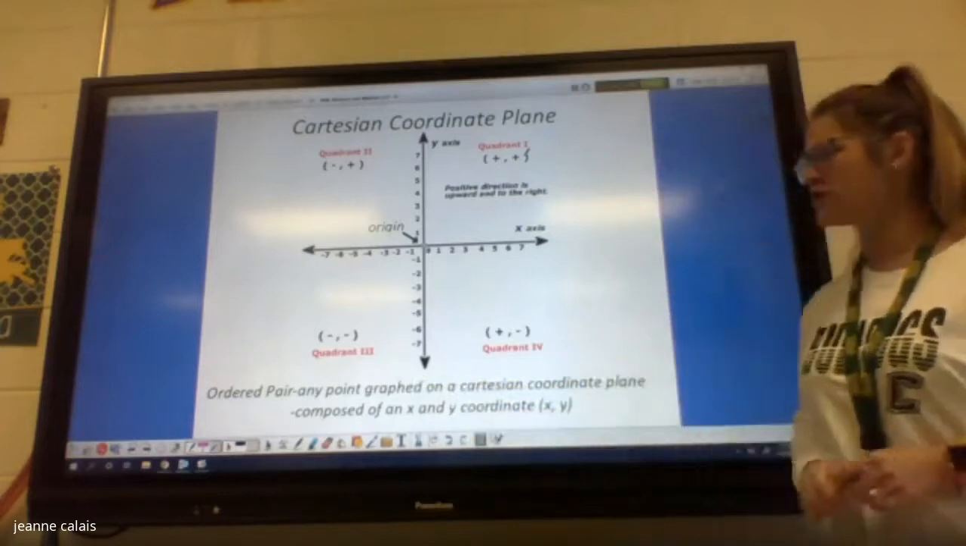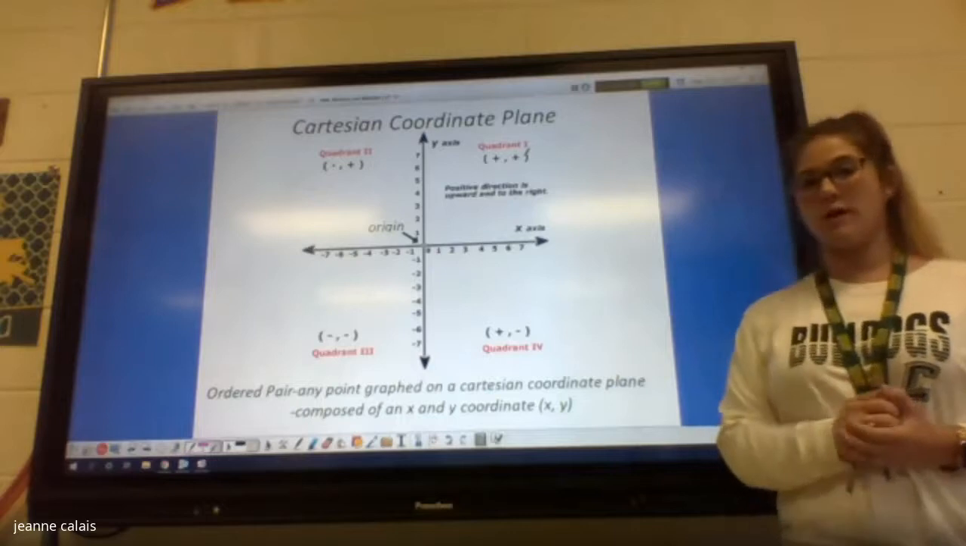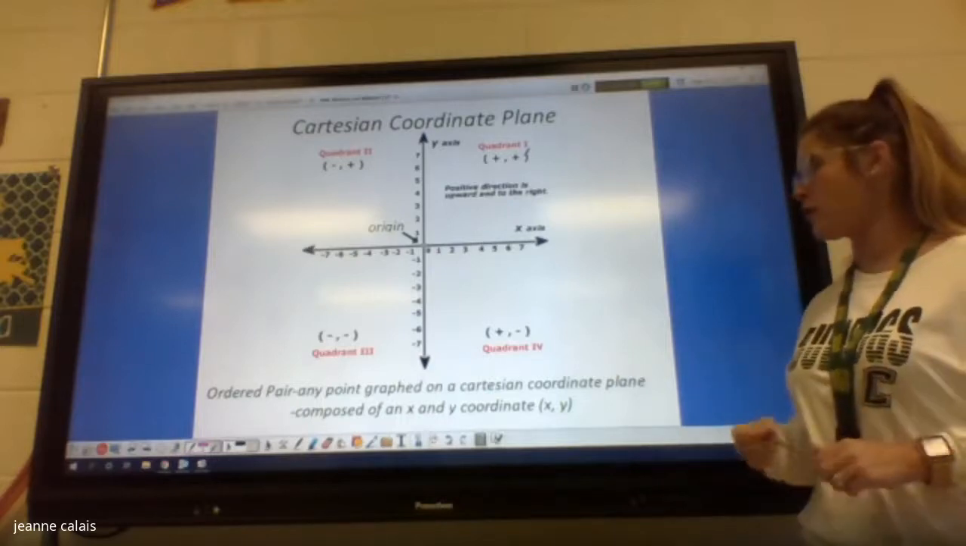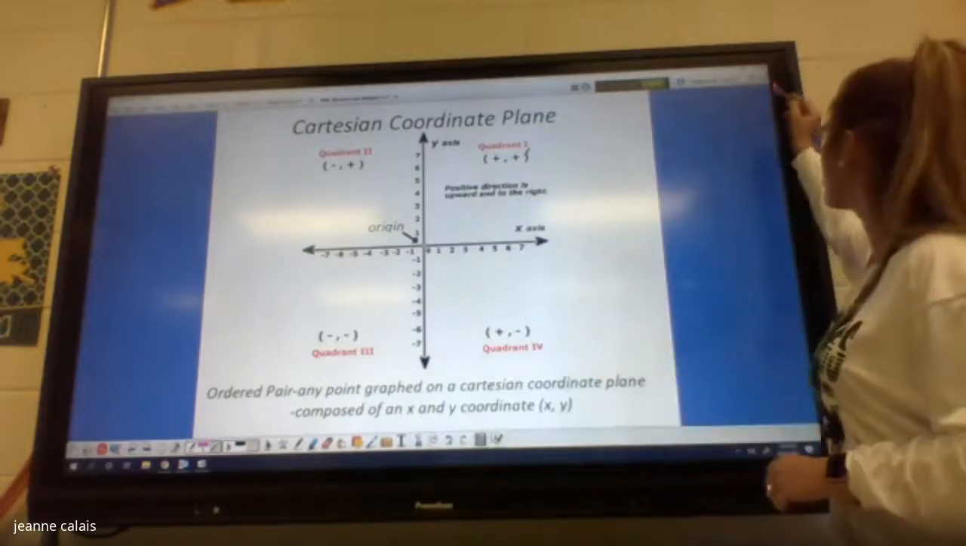Each point is called an ordered pair. So those points that are labeled on the Cartesian coordinate plane are called ordered pairs. It's made up of an x and a y.